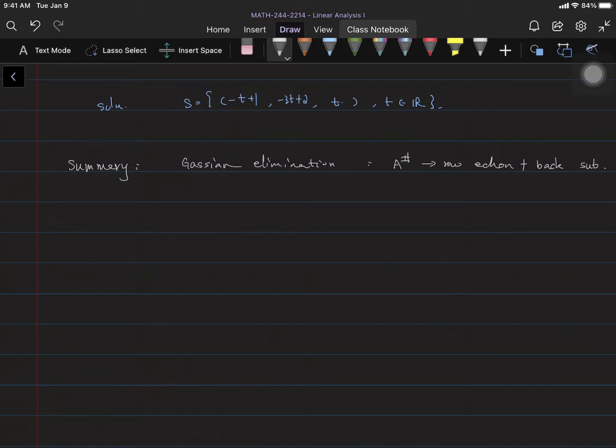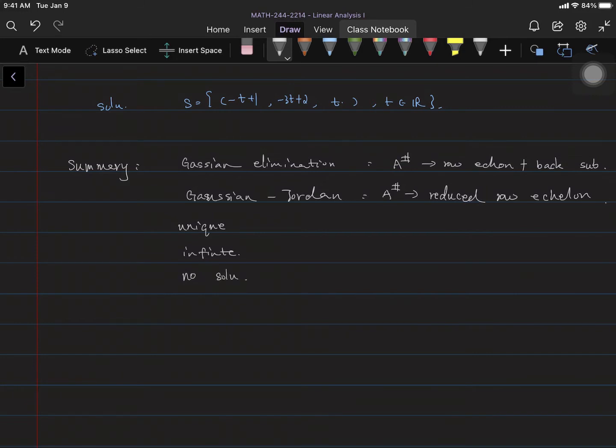Okay, and then we learned Gauss-Jordan elimination. That means we reduce this into reduced row echelon form. And we did several examples. Sometimes there is a unique solution, there is only one solution. And sometimes there are infinite solutions. Sometimes there is no solution.